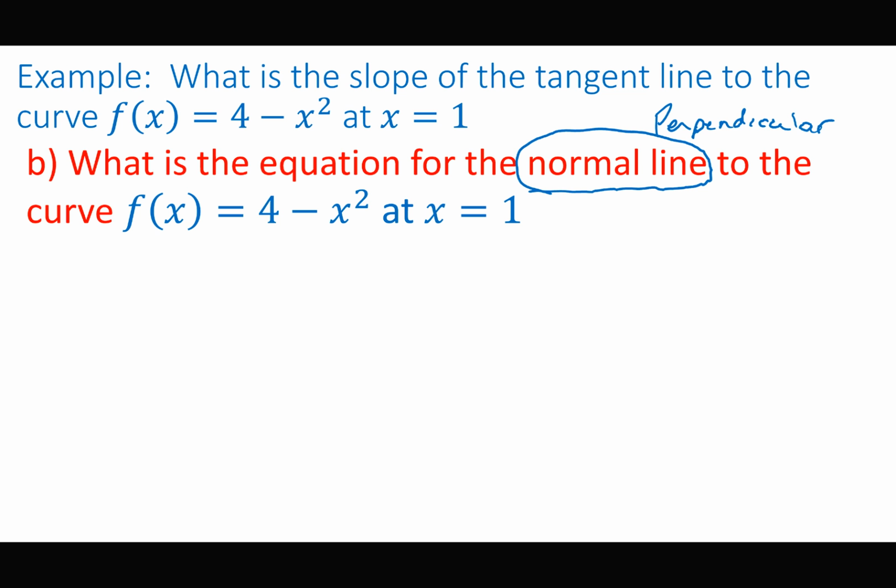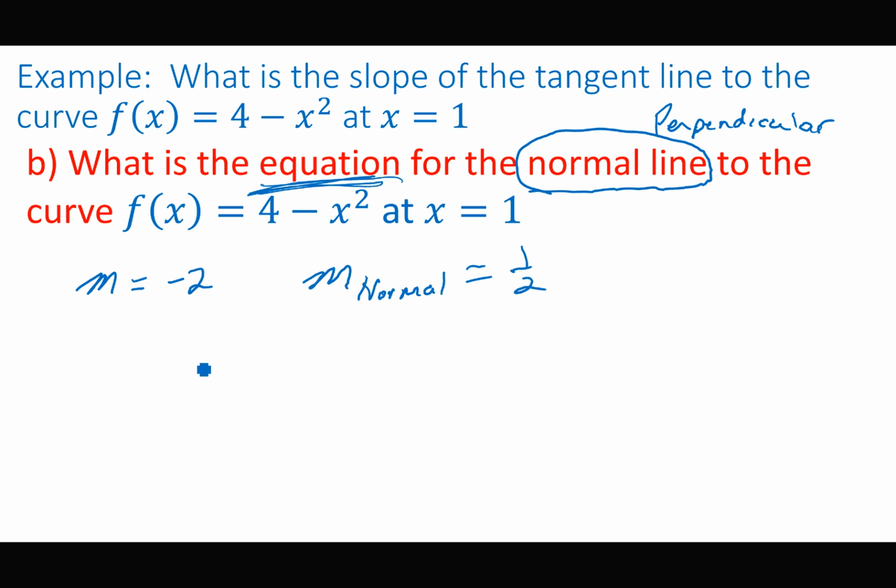Okay, so we have some tangent line going on. Well, we're going to create the perpendicular line to that tangent line. We know that the slope of our tangent line at 1 was a negative 2. So what's the slope of the normal line going to be? It's going to be a positive 1/2, and they want us to create an equation of that.